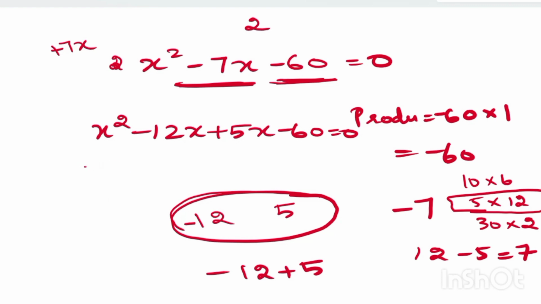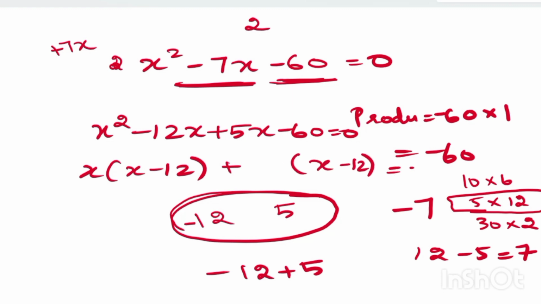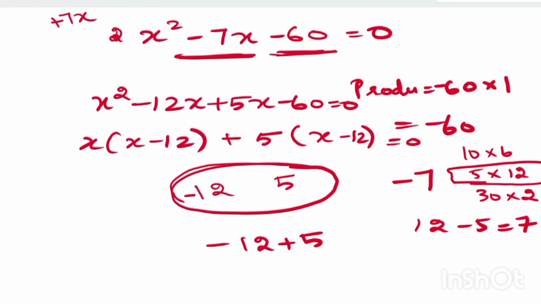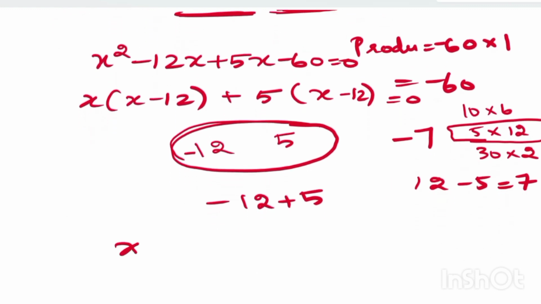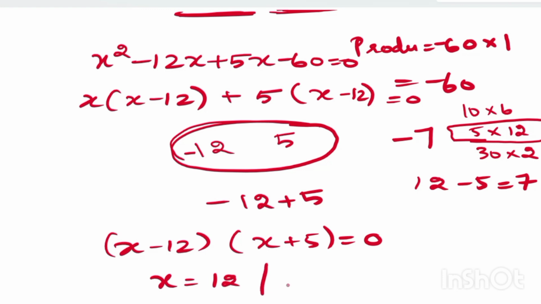Here you can take x as common, so it will be x minus 12, and as I have already told you, you are supposed to write x minus 12. What number will come here? You can take 5. Now you take x minus 12 as common. So x minus 12 into x plus 5 is equal to 0. So x will be either 12 or x will be minus 5. The answer for this question is x can be either 12 or x can be minus 5.